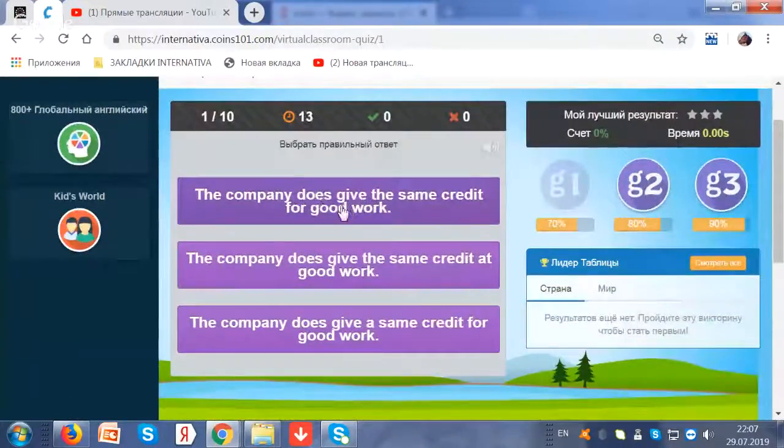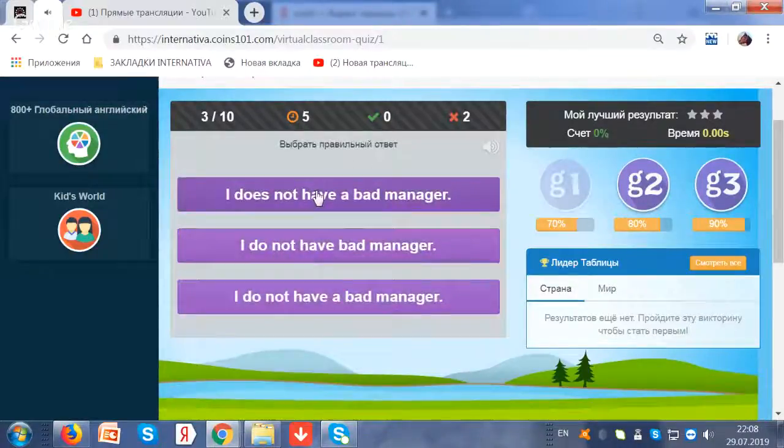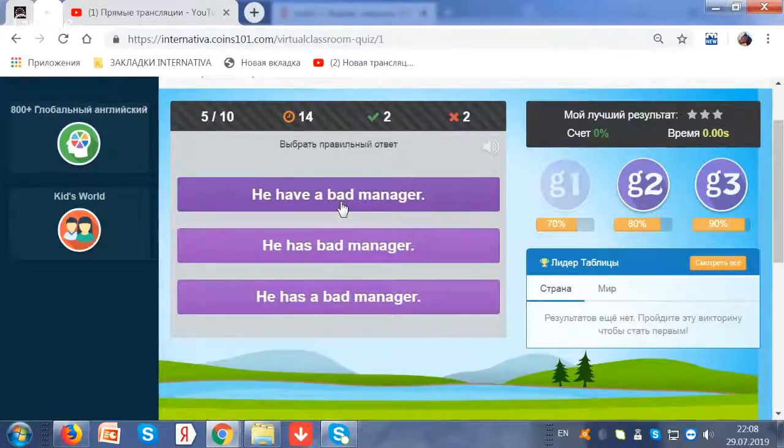The company does give the same credit for good work. His company does not make the profit. I does not have a bad manager. Our religion does give us harmony. He have a bad manager. He has a bad manager.